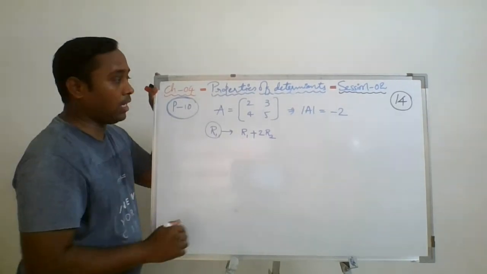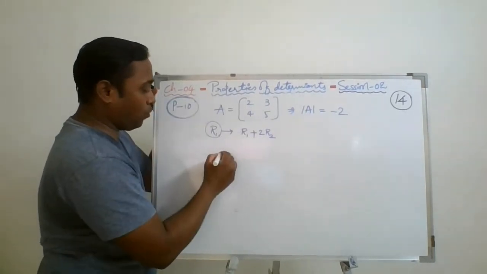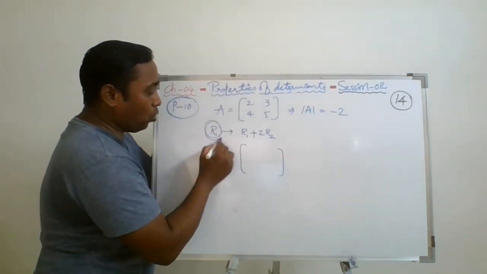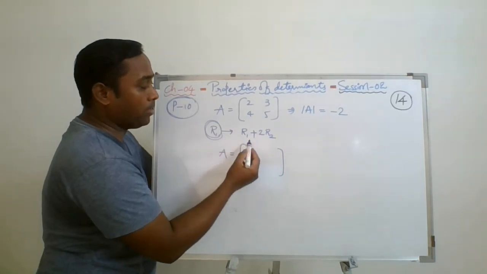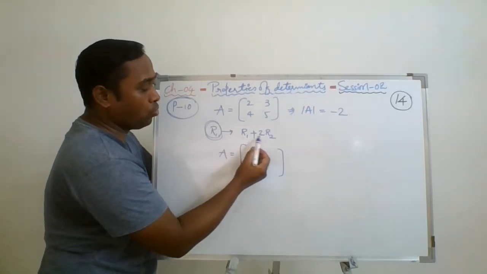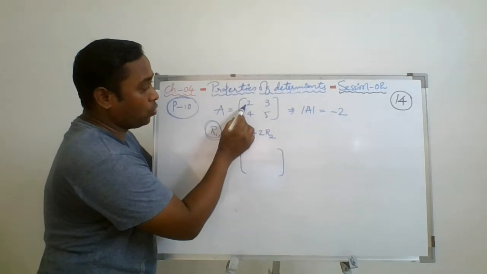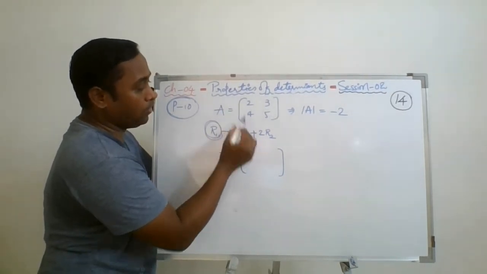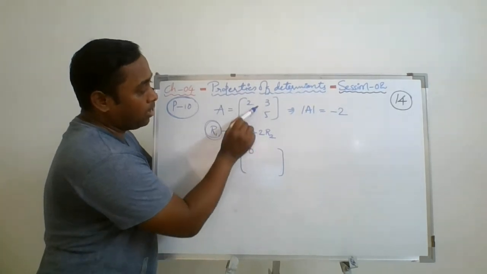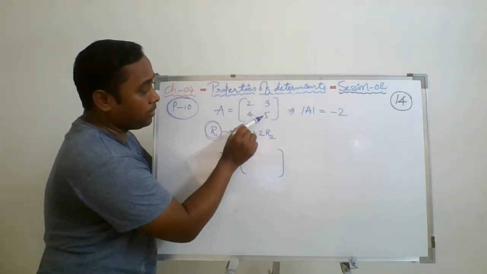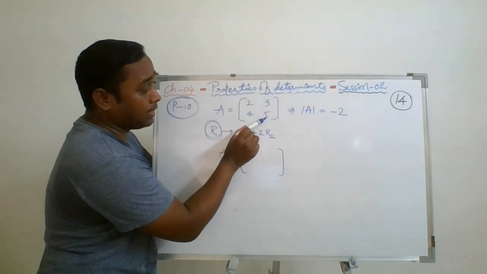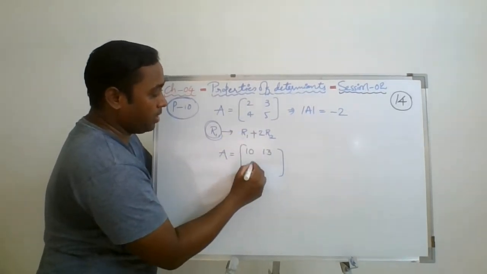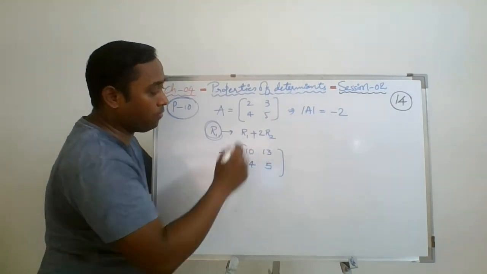If I do this, what matrix am I going to get? The new matrix: I am going to change the row 1 elements. Row 1 plus 2 times row 2. So 2 plus 2 times 4, that is 8, 8 plus 2 will be 10. Row 1 element 3 plus 2 times 5, that is 10, 10 plus 3, that is 13. And the remaining are 4 and 5.